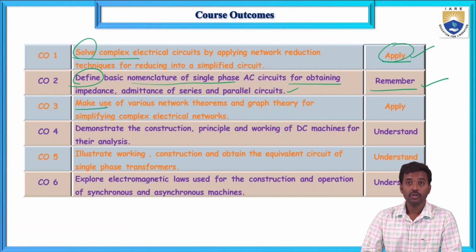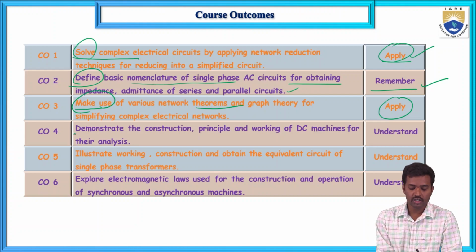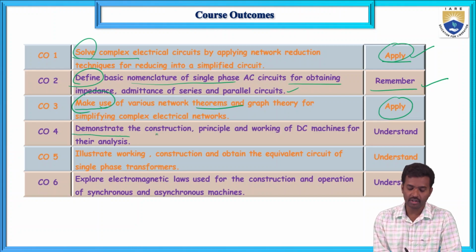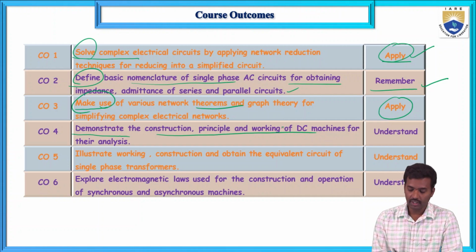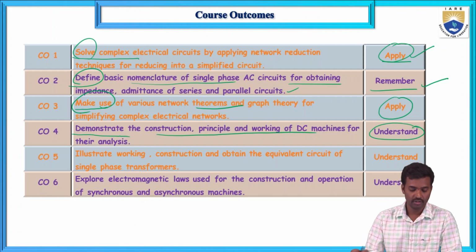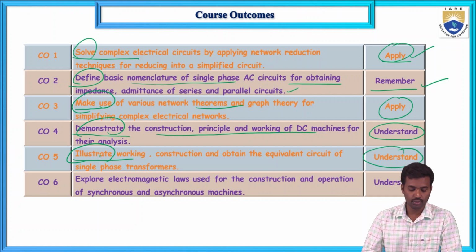And next, students should be able to make use of various network theorems and graph theory for simplifying complex electrical networks. Bloom's taxonomy level here is apply. And students are able to demonstrate construction and working principle of DC machines for their analysis; that Bloom's taxonomy level is understand. Next, illustrate working, construction and obtain equivalent circuit of single phase transformer; Bloom's taxonomy level is understand. And explore electromagnetic laws used for construction and operation of synchronous and asynchronous machines; understand.